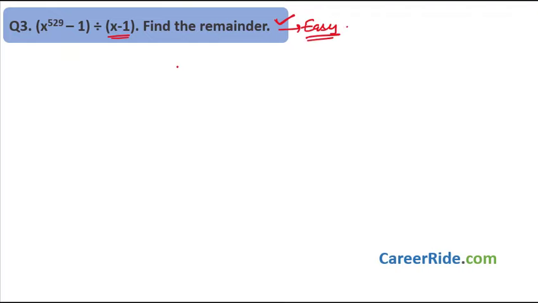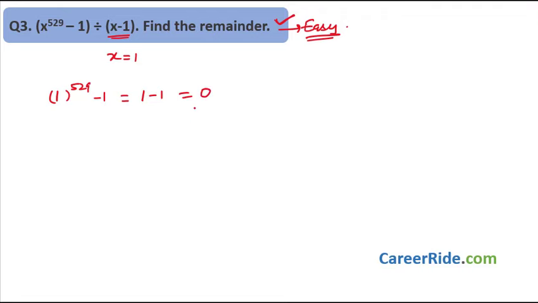You can simply mark the answer straight away, because now you know that x is equal to 1 is the value that you have to place in this polynomial. So 1 to the power 529 minus 1 is equal to what? It is going to be equal to 1 minus 1, because whatever power of 1 I may take, the value is always going to turn out to be 1. So the answer is nothing but 0.